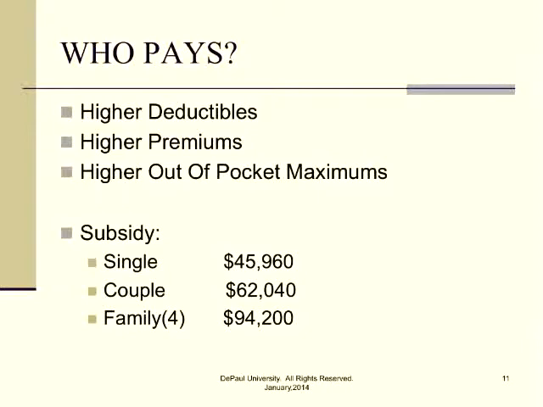Most people are going to find higher deductibles, higher out-of-pocket expenses, and higher premiums. It shows here that you can be a family of four making $94,200 a year and you'll still be eligible for some kind of subsidy for health insurance.